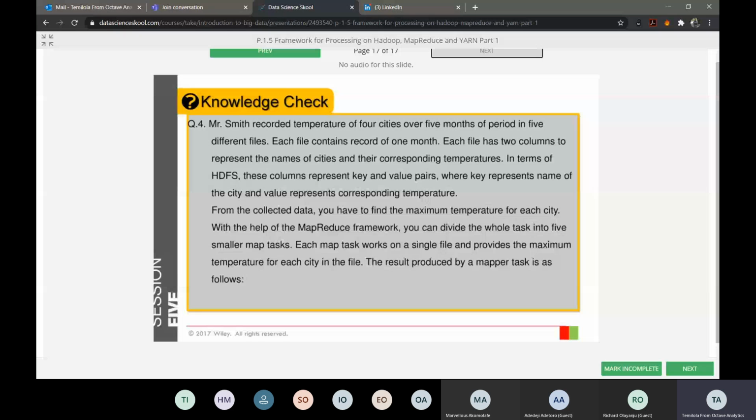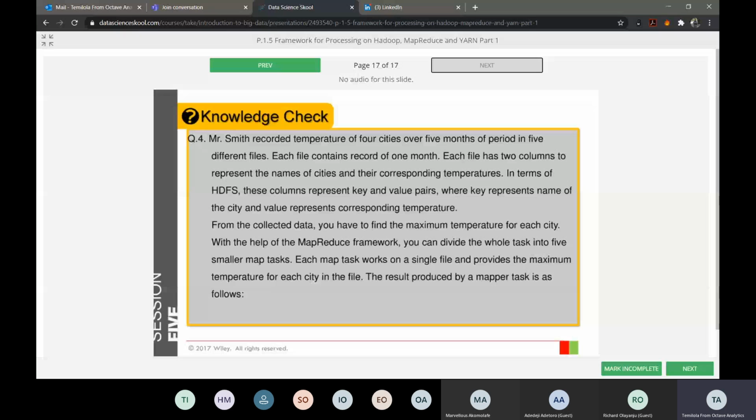Can you see, Richard? So in terms of HDFS now, these columns represent key and value pairs. So what is our key here? Our key here refers to the city, and our value here refers to the temperature recorded in degrees.